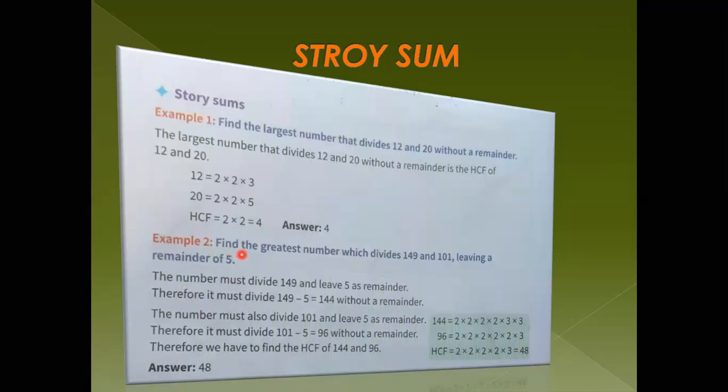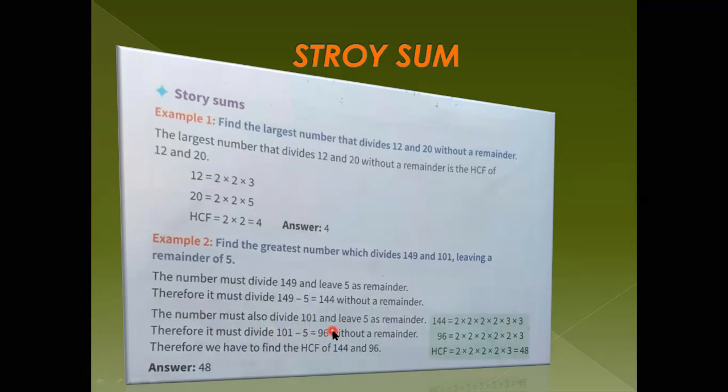Okay, next let us see the next example. Find the greatest number which divides 149 and 101 leaving a remainder of 5. The number must divide 149 and leave 5 as a remainder. So it should divide and the remainder should be 5. Therefore it must divide 149 minus 5. 149 minus 5 gives us 144. So here 144 divides without remainder.